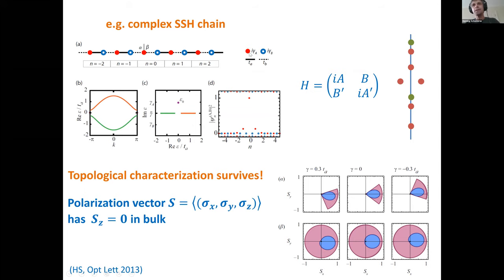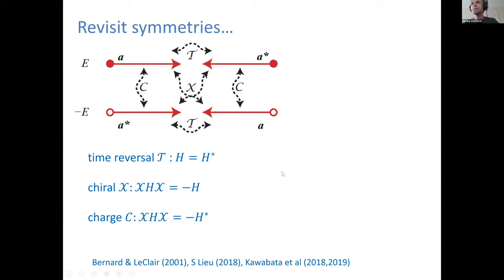If you check with this gain and loss, just on-site potentials which are complex, you have a structure which actually has this charge conjugation symmetry. And that means that there can be a state in the middle which has a different lifetime. If you do it like this, with the simple extensions, you typically find that the topology can just be maintained. You just have to redefine your winding numbers, for instance, in terms of expectation values. And this is just a little plot to show how it goes.